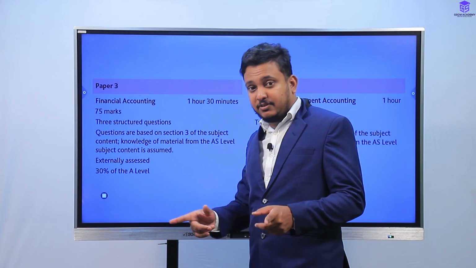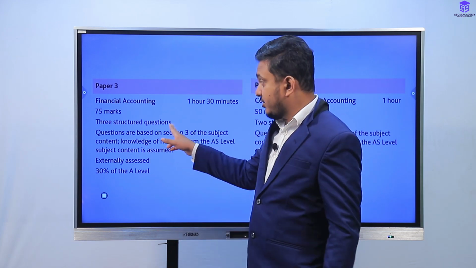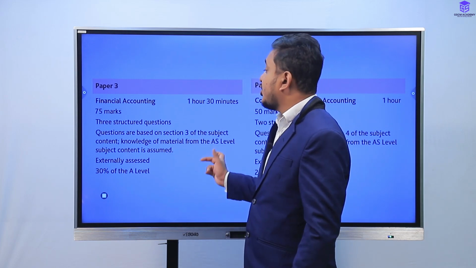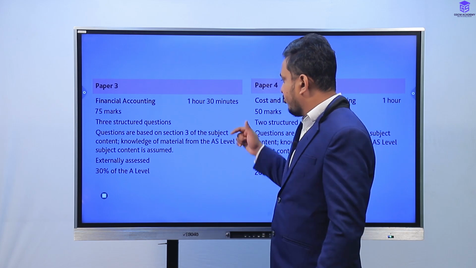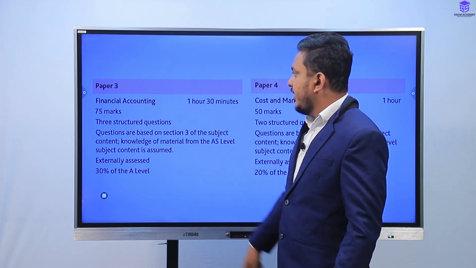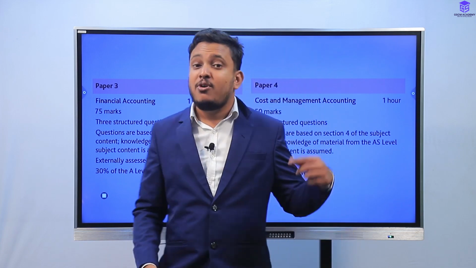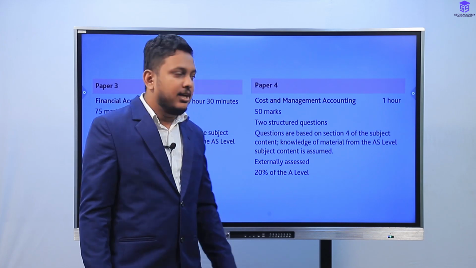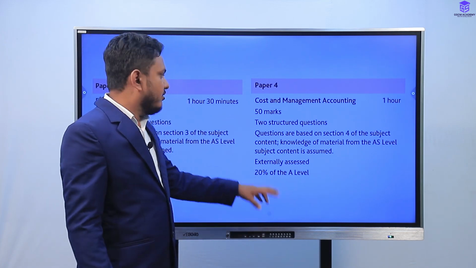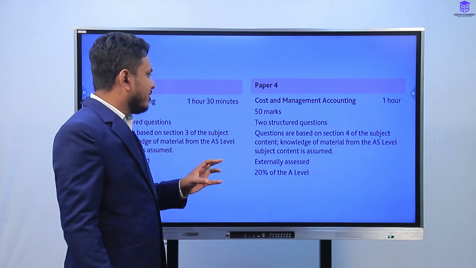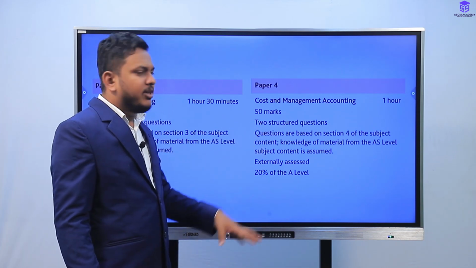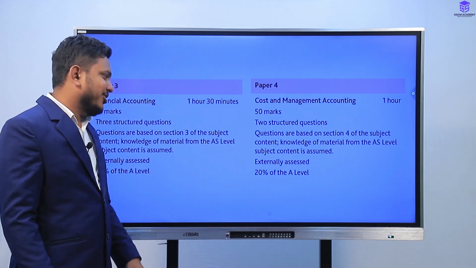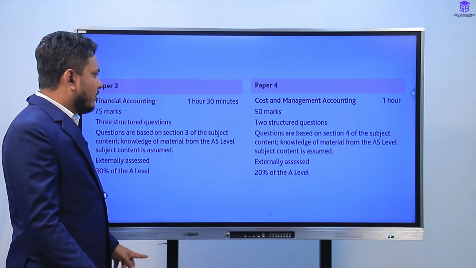And there will be 3 structured questions, not MCQs, and the questions are based on section 3. Section 3 topics will be tested in paper 3. When it comes to paper 4, section 4 topics will be tested, and in that paper there will be 2 structured questions. You'll be awarded 50 marks and given 1 hour to answer both structured questions. So that's all about the assessment.